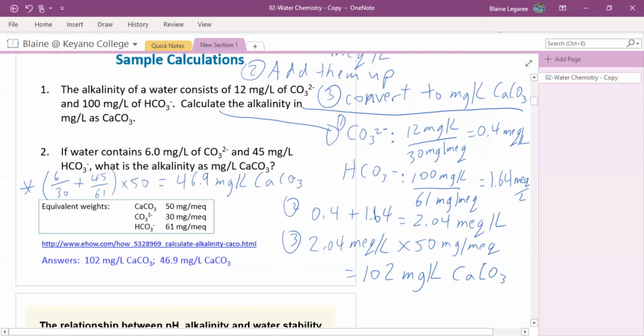Do make sure you take a look at the sample problems that come with these notes. And if you're having a hard time with this, please come talk to me, and we'll make sure that we can help you with these calculations.